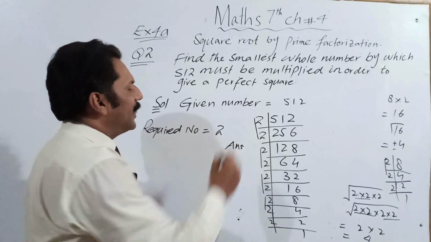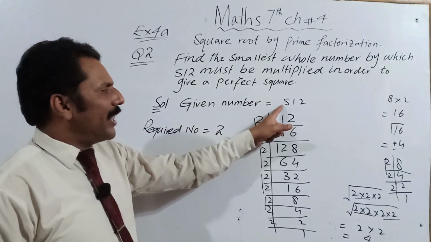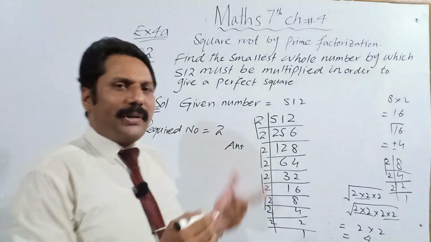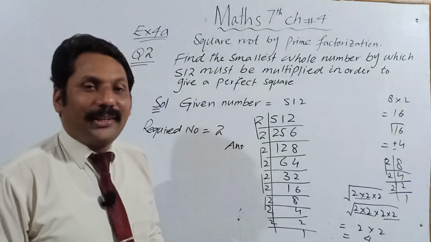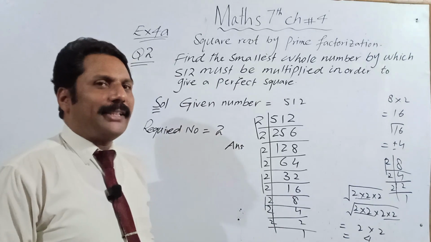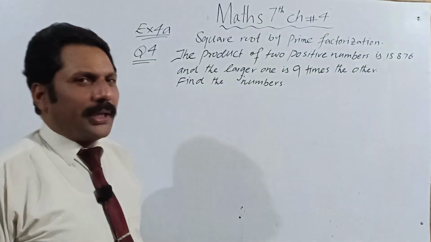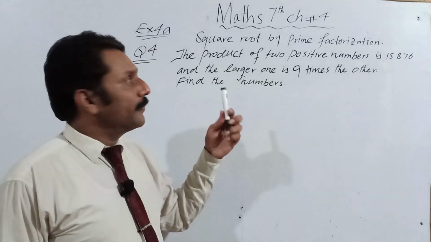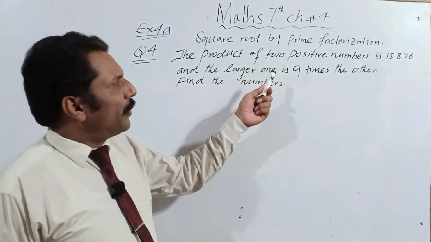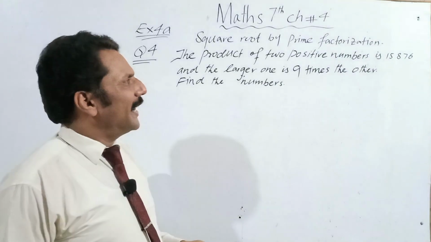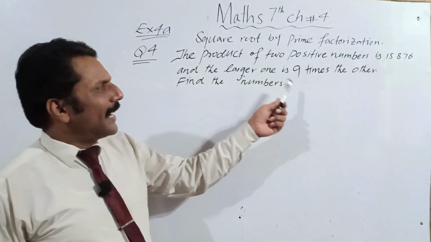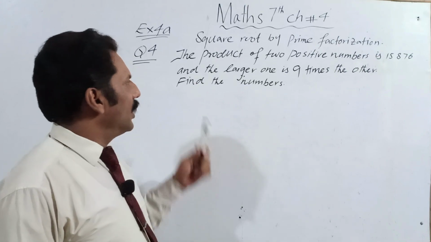It means that if we multiply 512 by 2, it will become 1024, and 1024 is a perfect square of 32. Let's do the next question. Okay, students, one more question. Word problem. The product of two positive numbers is 15876 and the larger one is 9 times the other. Find the numbers.